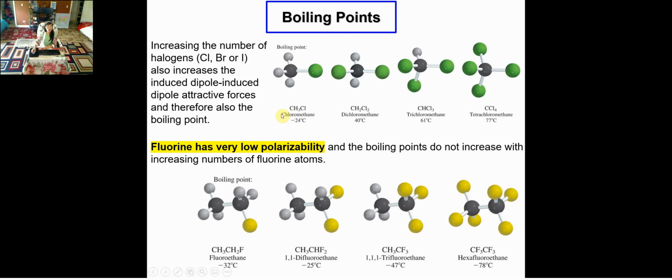Initially, in chloromethane or methyl chloride, only one hydrogen has been replaced, and this sample is still a gas. With two chlorines replacing hydrogens, the temperature dramatically increases to 240 Celsius. So what we found is that increasing the number of halogens increases the boiling point accordingly. What's the reason? Because the induced dipole attraction has increased.